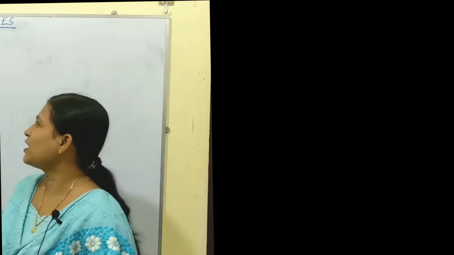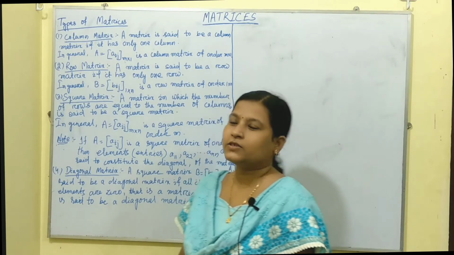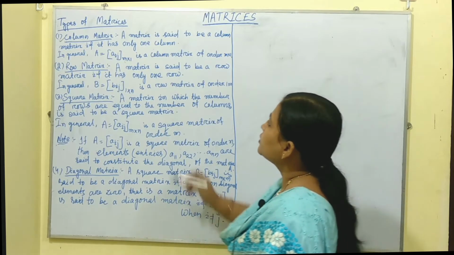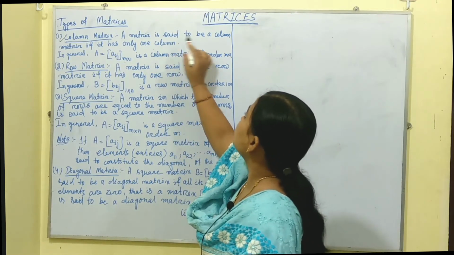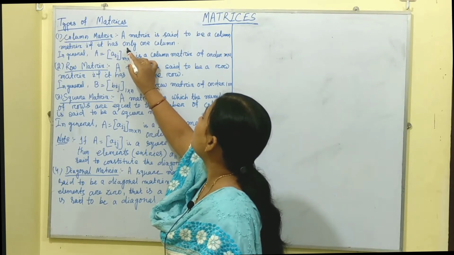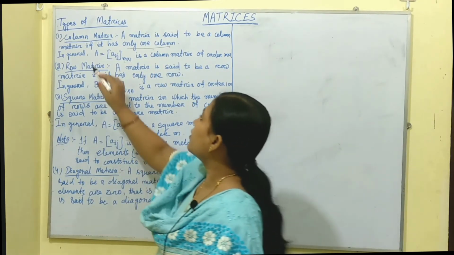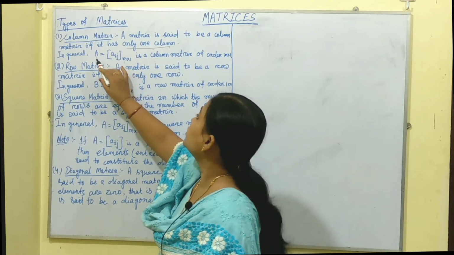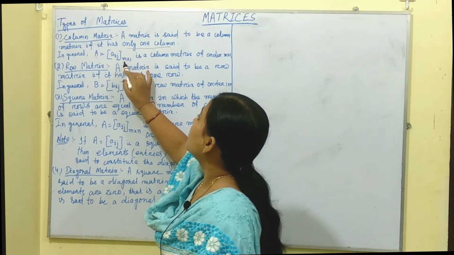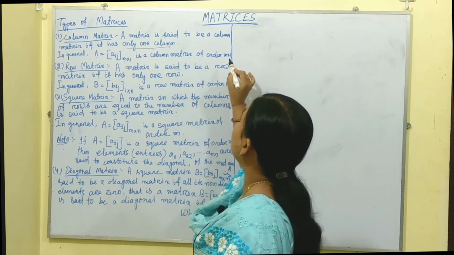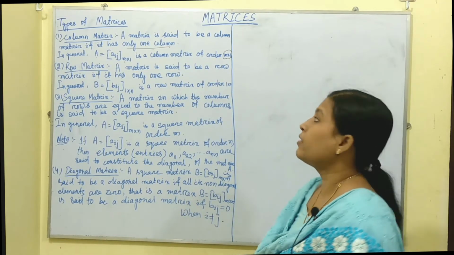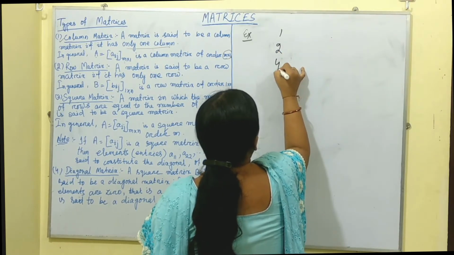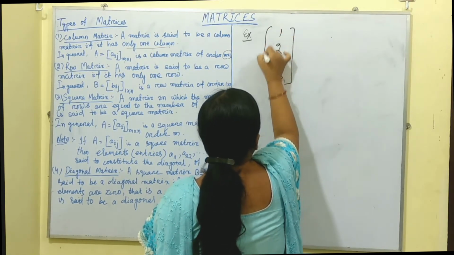Okay, so now we start types of matrices. First of all we read column matrix. So what is a column matrix? A matrix is said to be a column matrix if it has only one column. In general form, A is the matrix name and the elements are in Aij form. So A equal to Aij of order m by 1 is a column matrix of order m by 1. For example, 1, 2, 4, minus 3. This is a column matrix.